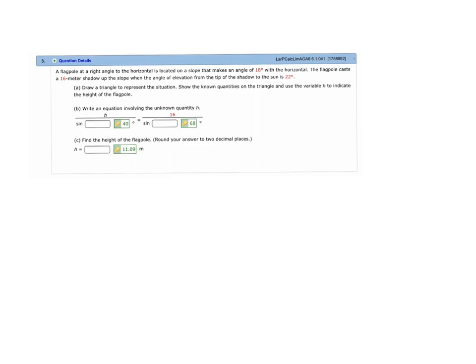So the first thing you've got is some sort of a hill, right? So I draw it that way. And then you've got a flagpole on that hill that makes a right angle with the horizon. So if this is my horizon, I know that this is 90 degrees. And then it says the slope is 18. So the slope going up from the horizon would be your 18 degrees. This would be 18 degrees. This would also be 18 degrees because those are vertical angles. Remember, those are congruent.